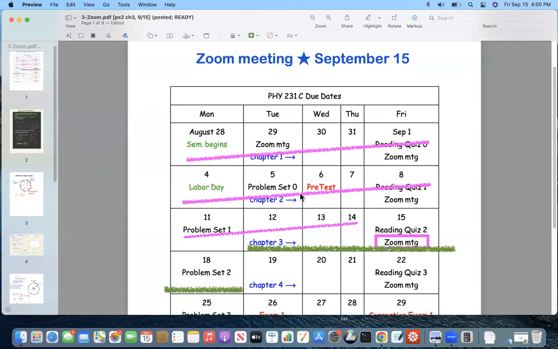Okay, we're starting the Zoom meeting for Physics 231. We're finishing the third week of the semester, and we're working on chapter 3.